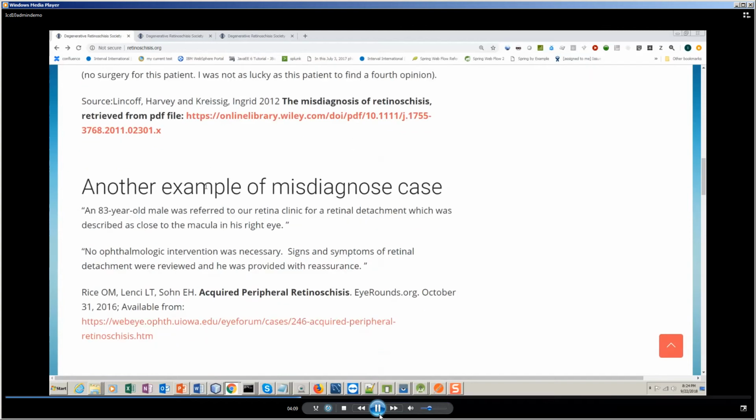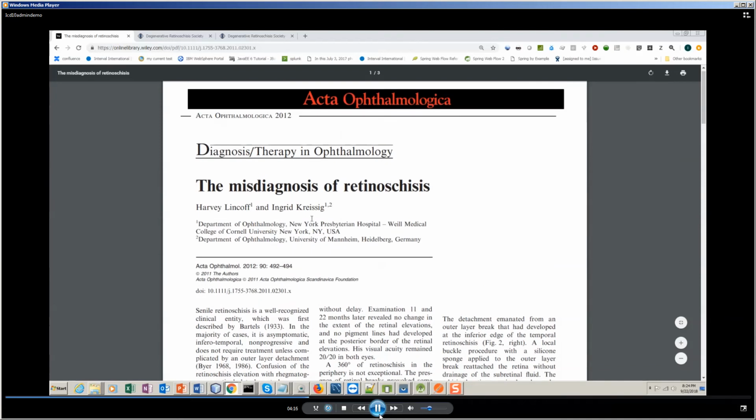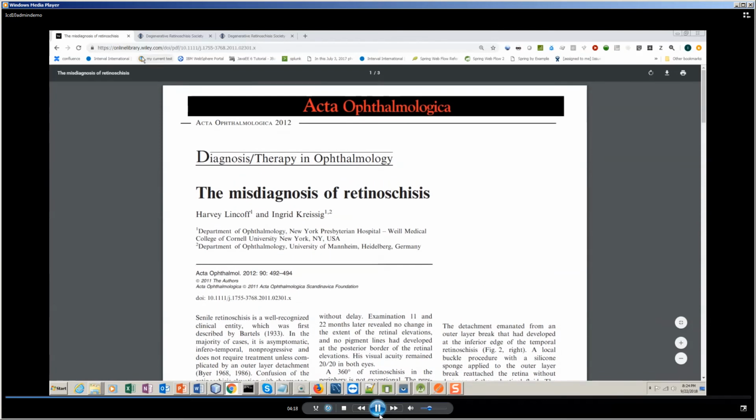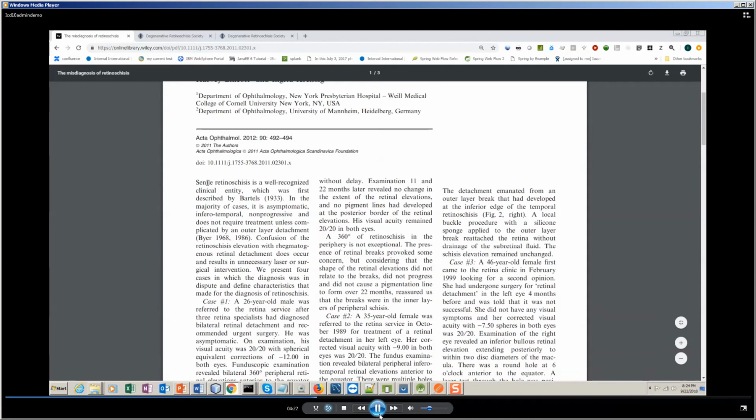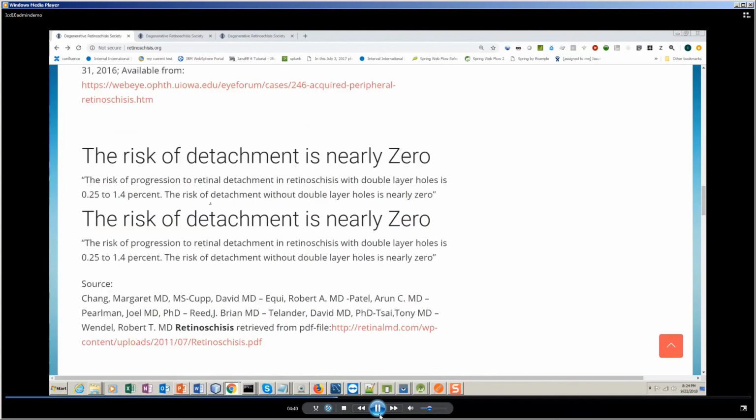He goes to another link in my compilation of web pages about retinoschisis, and he finds that from Harvey Lincoff and Ingrid Kreissig, an online library, well-recognized retinoschisis. Confusion of retinoschisis does occur. Confusion with retinal detachment occurs and results in unnecessary surgeries. He wants to warn other patients about this important info.